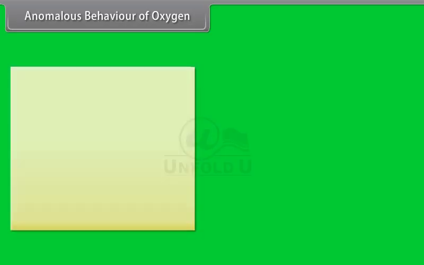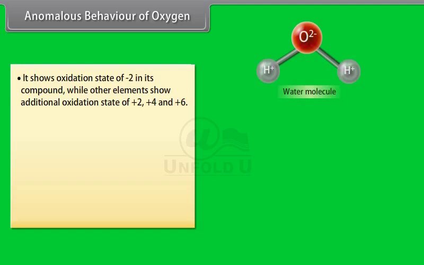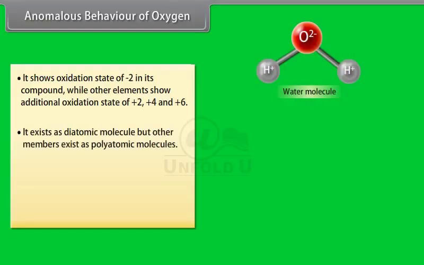Oxygen differs from the rest of the elements in the family in the following respects. It shows oxidation state of -2 in its compounds, while other elements show additional oxidation states of +2, +4 and +6. It exists as a diatomic molecule, but other members exist as polyatomic molecules.